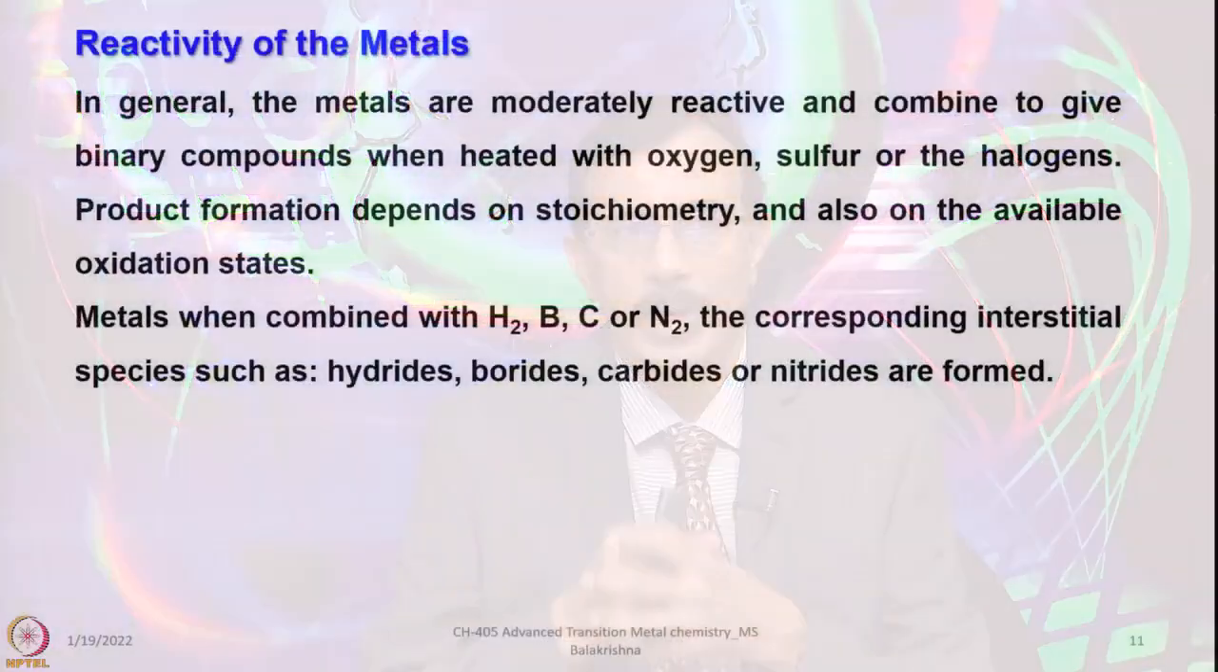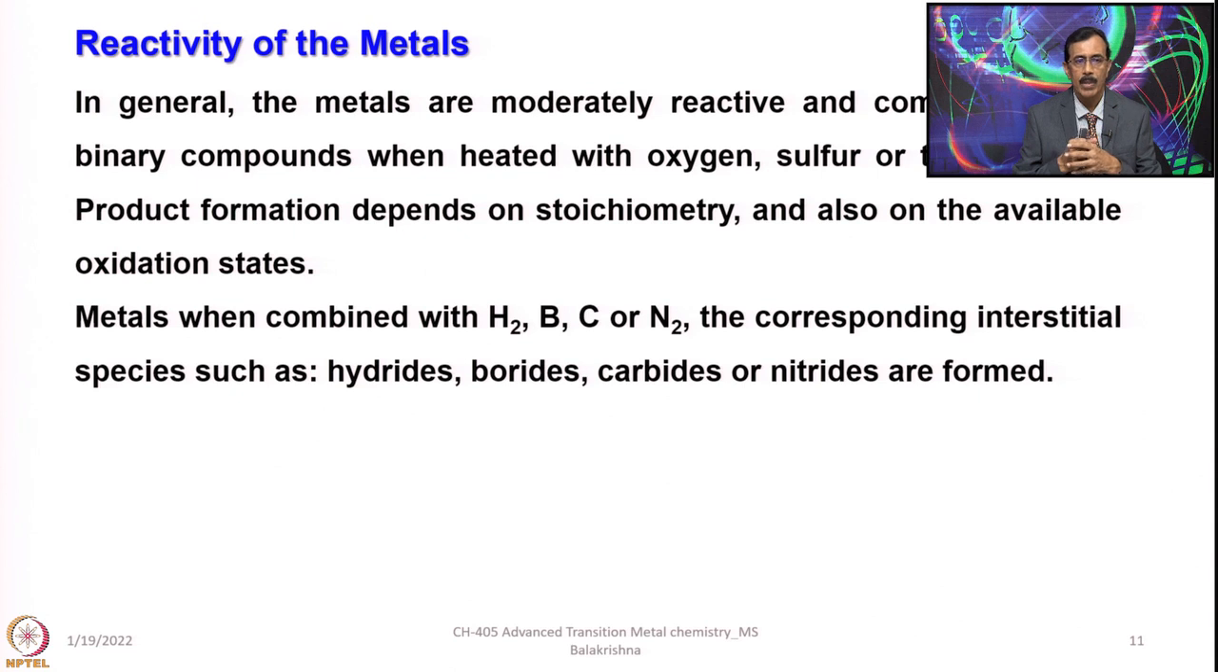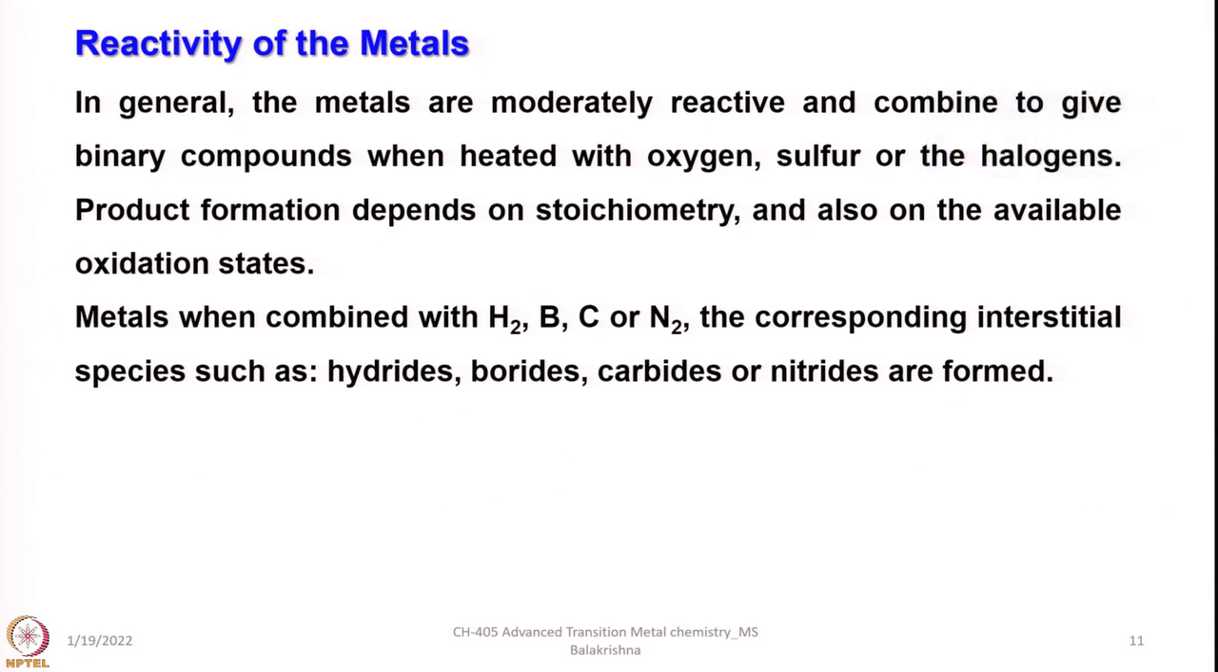Let us look into the reactivity of the metals. In general, the metals are moderately reactive and combine to give binary compounds when heated with oxygen, sulfur or halogens, and product formation depends on stoichiometry and also the oxidation state of the metal we are considering. For example, when you treat transition metals with hydrogen, boron, carbon or nitrogen, the corresponding interstitial species such as hydrides, borides, carbides or nitrides are formed. For example, we take osmium here and treat with two molecules of oxygen at high temperature, then it can form osmium tetraoxide. And of course, here the osmium oxidation state is plus 8.